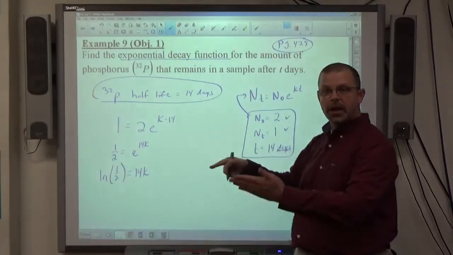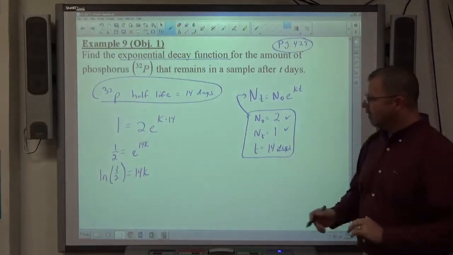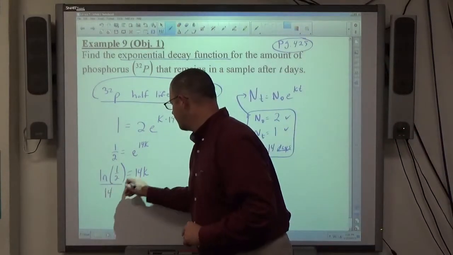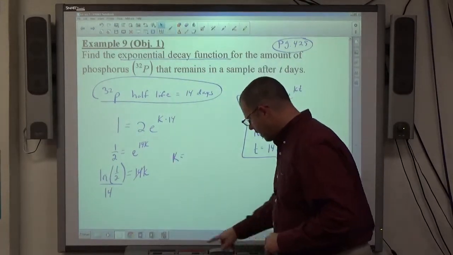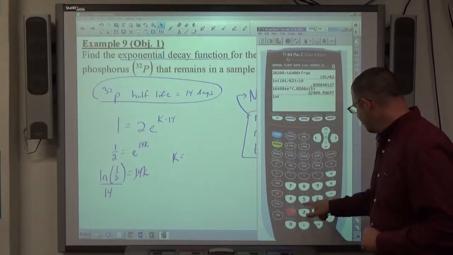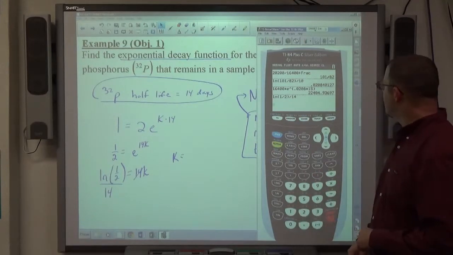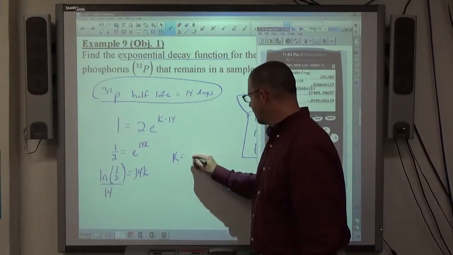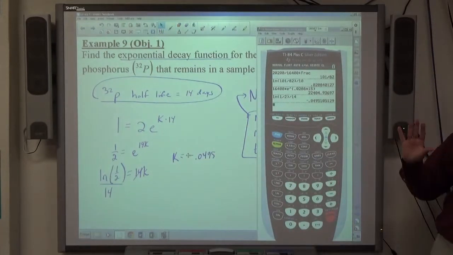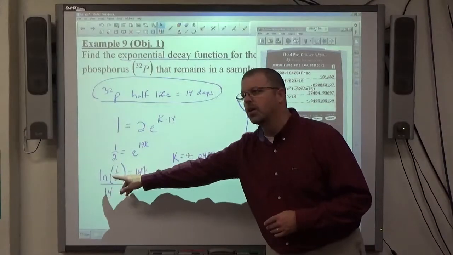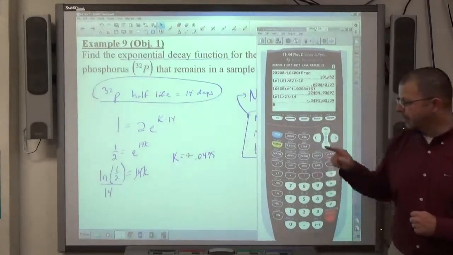Same deal, I'm going to do ln of e to the 14k. The e goes away, just leaving me the power of 14k. Divide both sides by 14, our half-life, and we get k equals the natural log of 1/2, in parentheses, divided by 14 equals negative 0.0495. I do want k to 4 decimal places. So again, I want nice fractions and stuff in your work. Once you get to the point where you're actually evaluating k, go 4 decimal places, round it for your value.